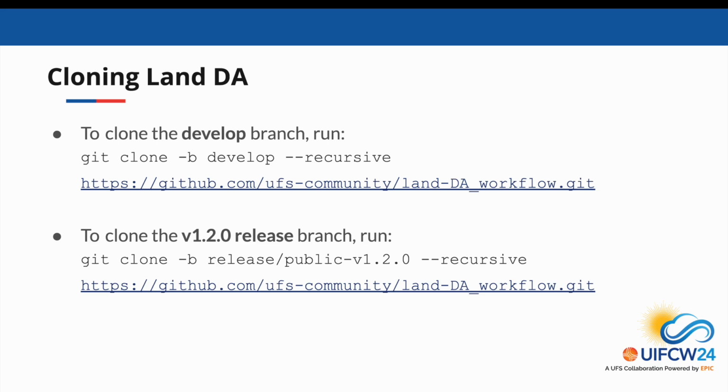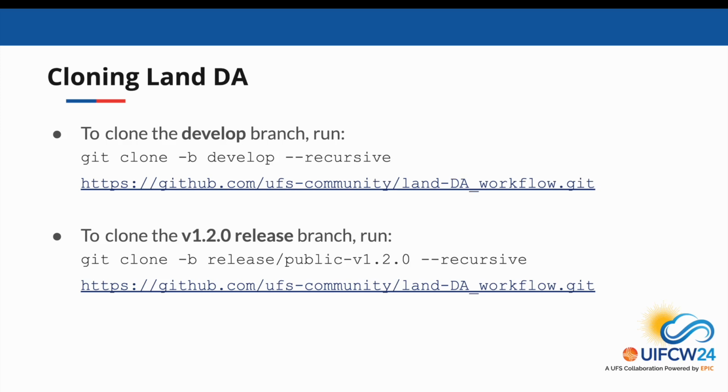Here I'm cloning the develop branch code because it has all the latest workflow features and updates since our version 1.2.0 release last December. But if you prefer to work with the static release code, you can change the -b develop portion of the command to say -b release/public-version-1.2.0 instead. You'll just need to make sure to follow the instructions in the release version of the user's guide, rather than the develop version.